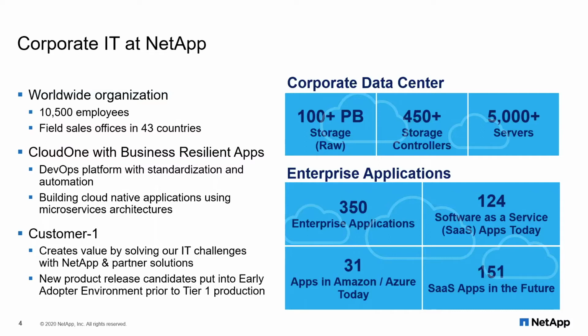Cloud1 is our private cloud service using Kubernetes/OpenShift. Customer-1 is where we partner with our product teams to test and roll out new features in our production environment. We also do POC products like Keystone.